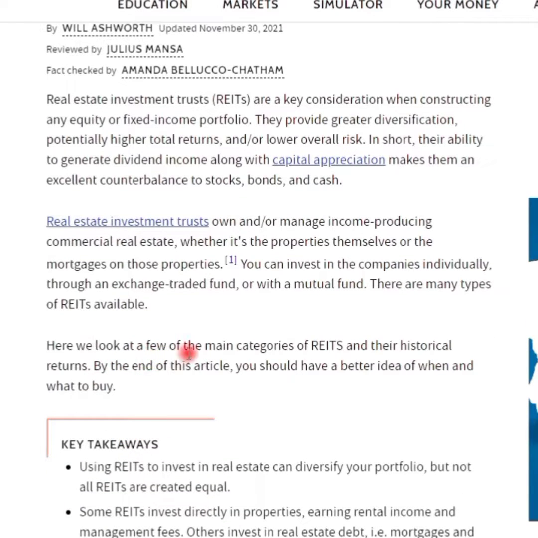Here we look at a few of the main categories of REITs and their historical returns. By the end of this article, you should have a better idea of when and what to buy.